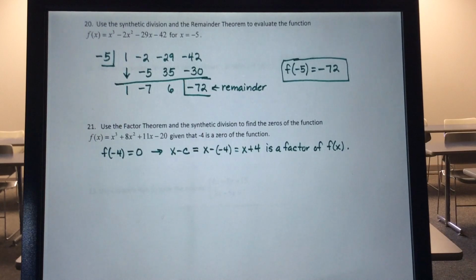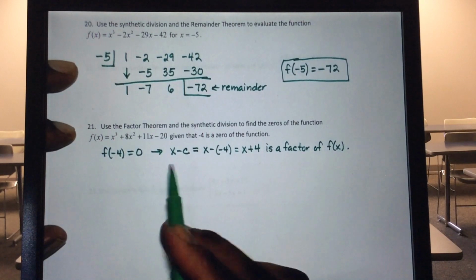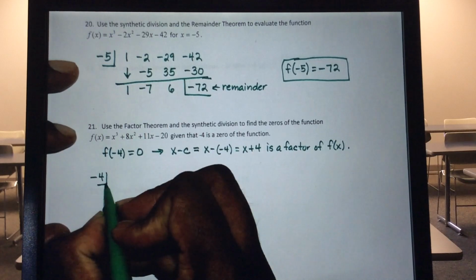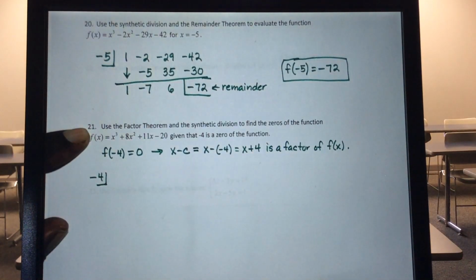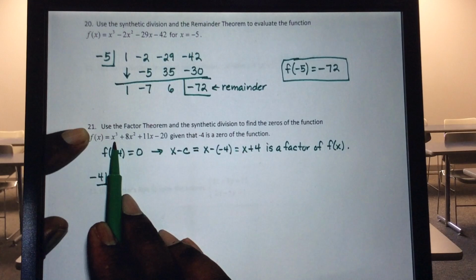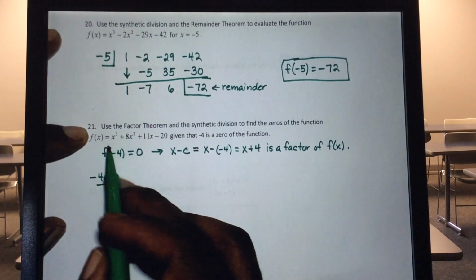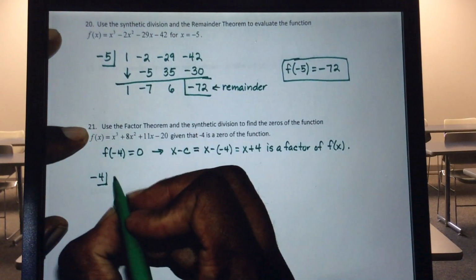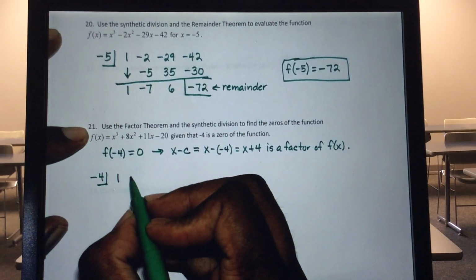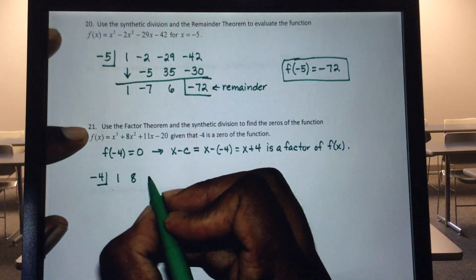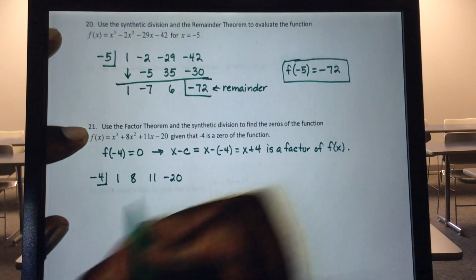Now we need to know what the other factor is going to be. Well, we can find that out by using synthetic division. Here, that -4 will be my divisor. And if you look at your f of x function, there are no missing terms here. We got x cubed, x squared, the x, and the constant term. So we can go ahead and write their numerical coefficients. So for the x cubed, it's going to be 1. X squared has a coefficient of 8. The x has a coefficient of 11. -20 is the constant term.